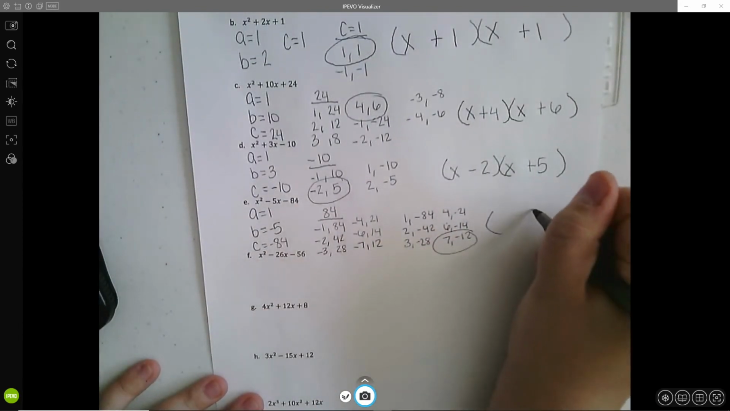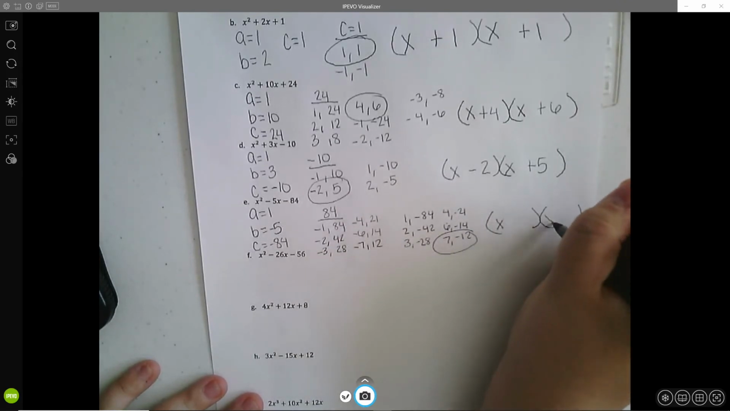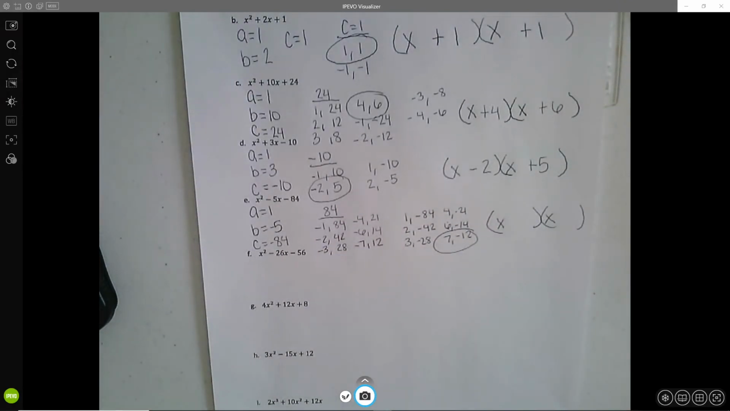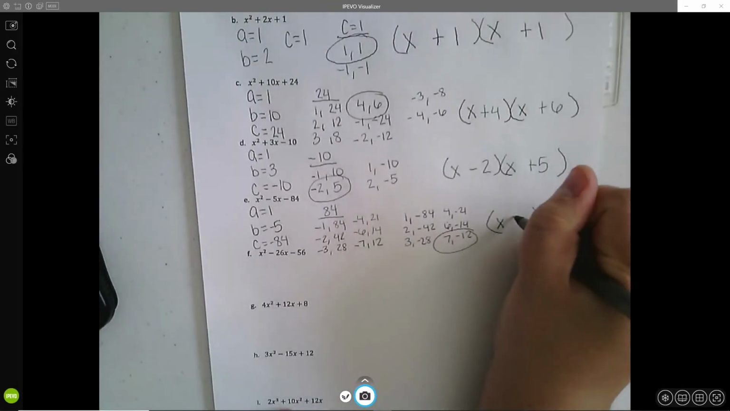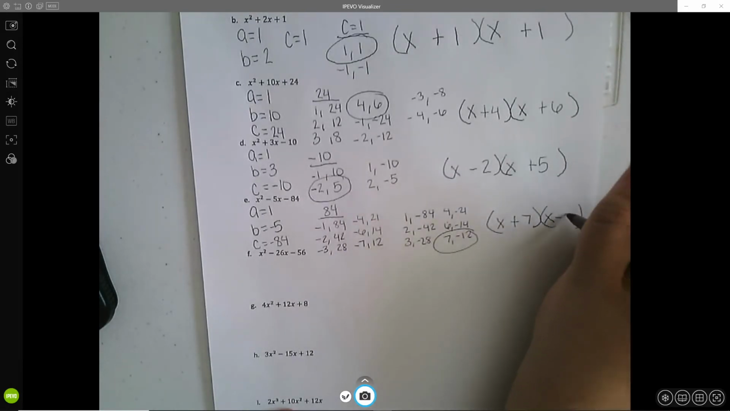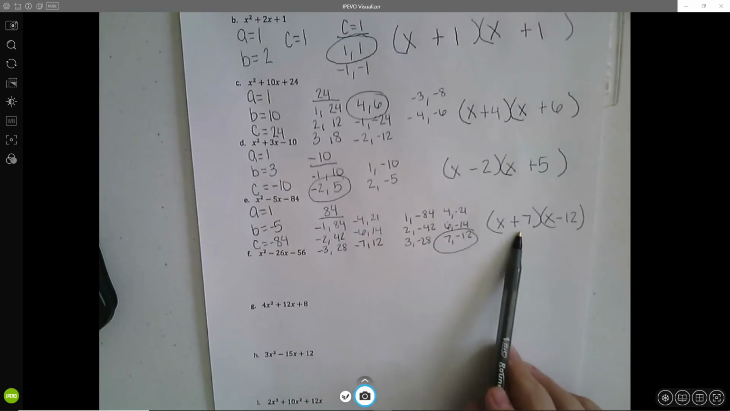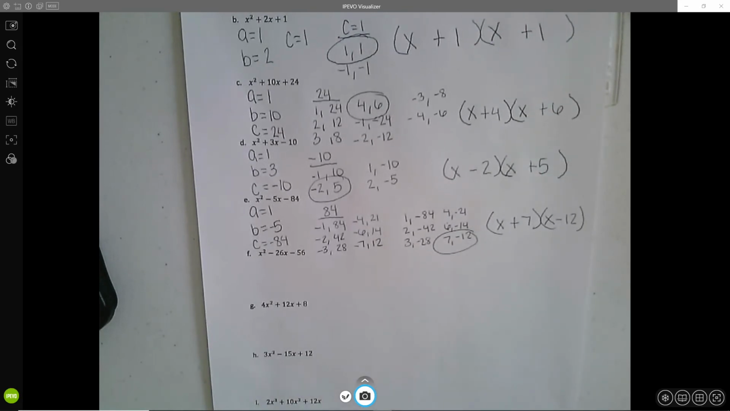So once you have your factors that work, two parentheses. Parentheses start with your x and your x. Now list your factors. 7 was positive, so it's a plus 7. 12 was negative, so it's a minus 12. It does not matter the order that you put these factors in. I could have x minus 12 and x plus 7. The order does not matter.